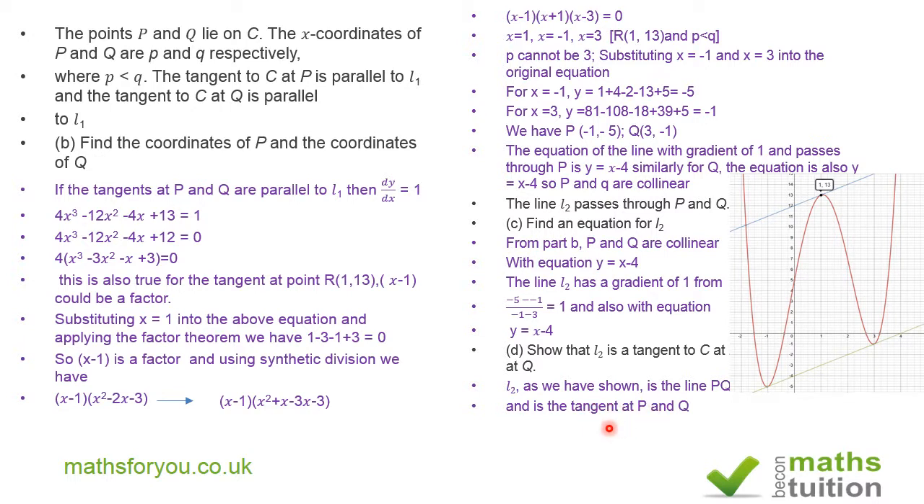We've shown that L2 is a tangent at P and Q. So L2 is tangent at P and also a tangent at Q, because it has the same gradient as the tangent at Q originally, and the same gradient as the tangent at P. So L2 is a tangent at Q. Okay, and I hope all that made some sense. Moving on to the next slide.